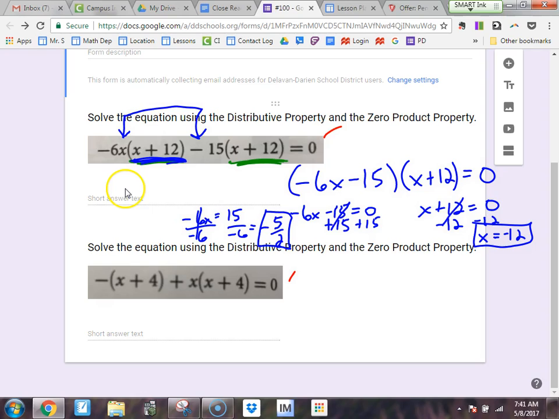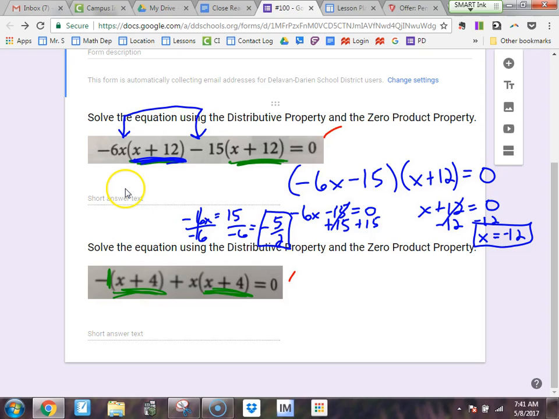The next one, really similar. Notice I have x plus 4 written down twice. It needs to be written down more than one time. In this case, it is written down. Also recognize that technically there's a hidden negative 1 on the outside there. It's not just a negative sign, it's a hidden negative 1.